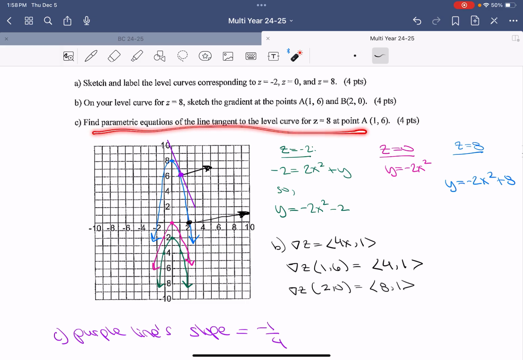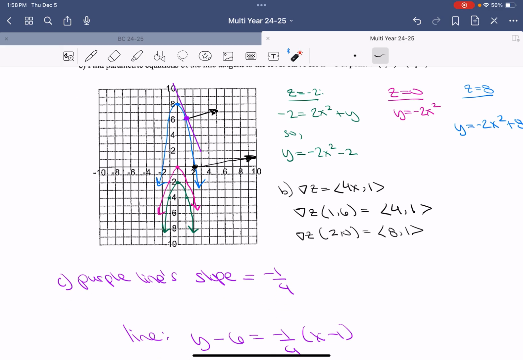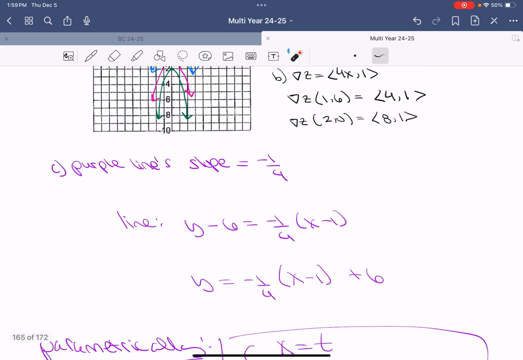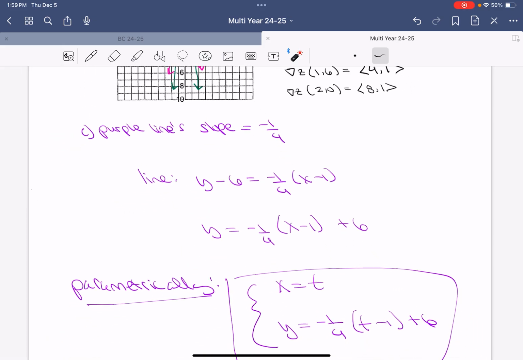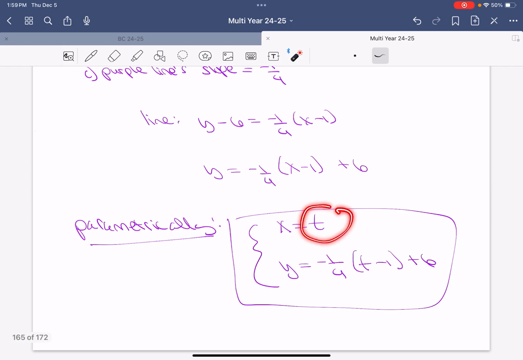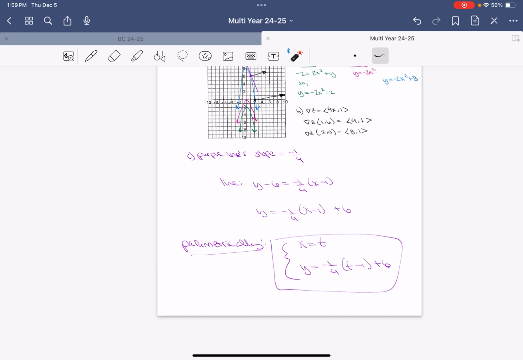Part C, parametric equations of the line tangent to, so here's that purple line. That slope is -1/4. -1/4 is perpendicular to the slope of this vector. And there's a couple of ways you can go about parameterizing a line in 2 space. Many of us probably just did this. Okay. Here, then set x equals t, and then there you go.